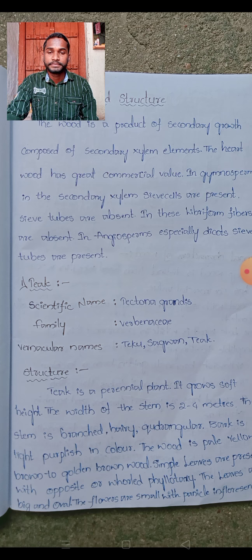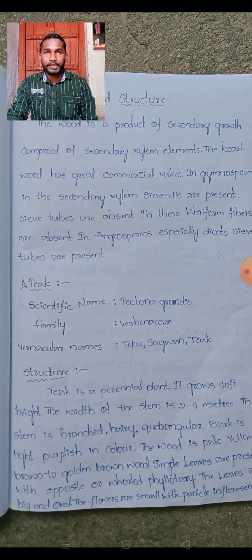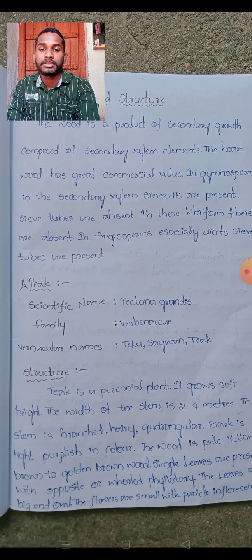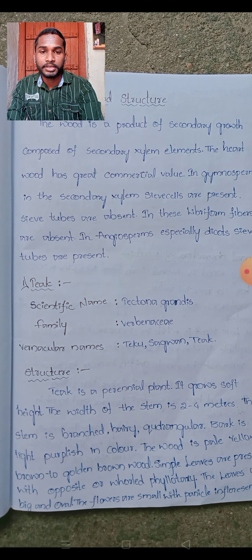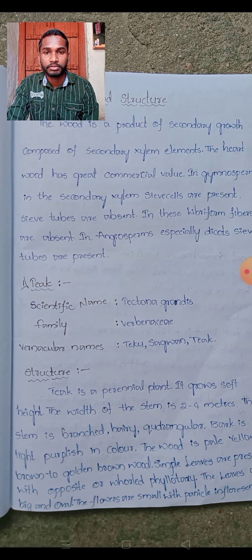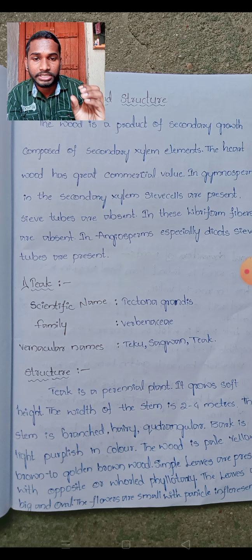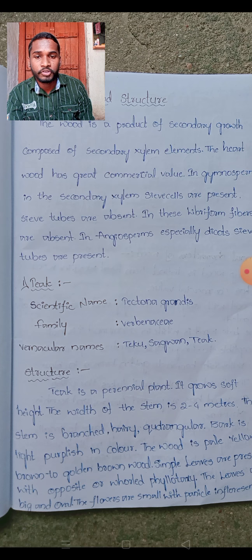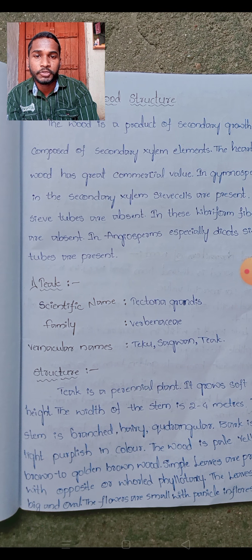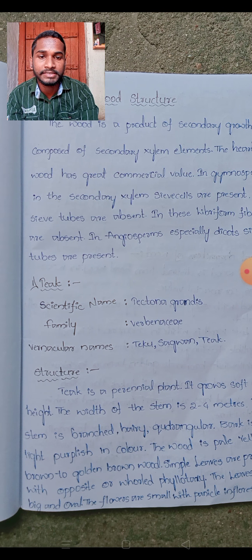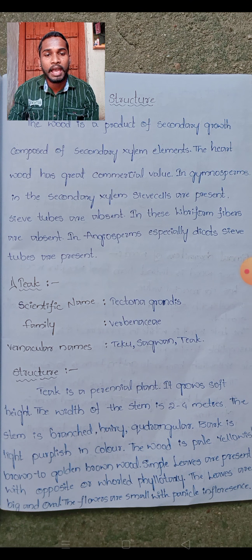Botany, third paper. Today's topic is wood structure. The wood is a product of the secondary growth, composed of the secondary xylem elements. The heartwood has great commercial value. In the gymnosperm secondary xylem, sieve cells are present and sieve tubes are absent.